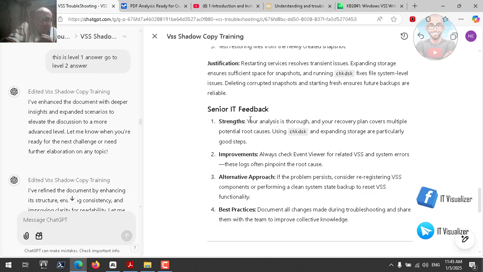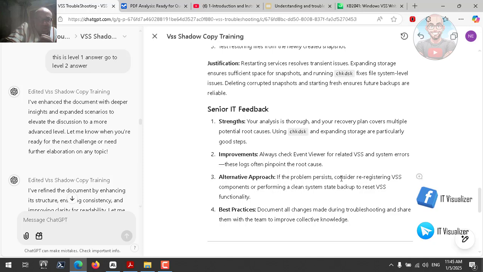As for the senior, he's saying: strengths, your analysis is thorough and your recovery plan covers multiple potential root causes. Using check disk and expanding storage are particularly good steps. Improvements: always check Event Viewer. This is one of the things, to check the Event Viewer for related VSS issues and system errors. These logs often pinpoint the root cause.